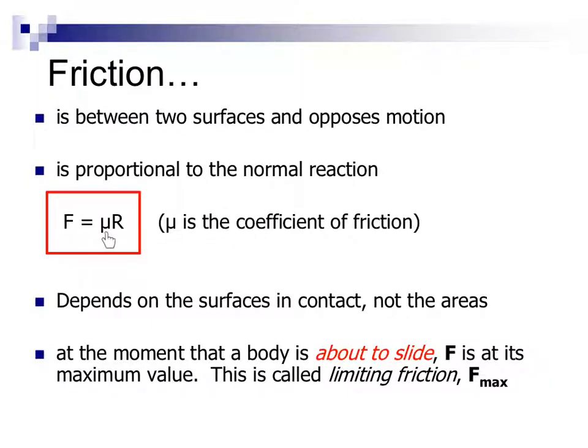This value mu is what we call the coefficient of friction. It's a value that's given and depends on the two surfaces in contact. So something in mud will have a higher coefficient of friction. Mud and brick will have a much higher coefficient of friction between them than, say, ice and steel.